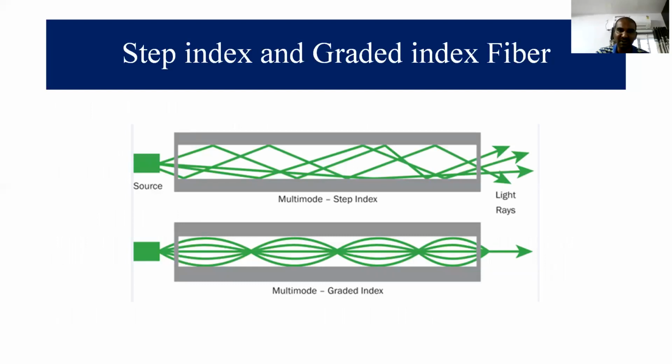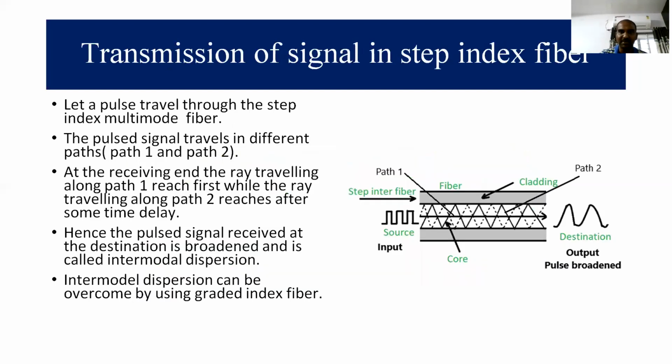And how does the propagation of light take place in case of step index fiber and graded index fiber? Step index fiber offers both single mode as well as multi-mode propagation. Here I will explain how the multi-mode propagation takes place in step index fiber. Similarly, the bottom diagram represents the propagation of light in case of multi-mode graded index fiber. Graded index fiber offers only multi-mode propagation. Single mode propagation is not possible in graded index fibers. Then see here how the transmission of signal takes place in case of this step index fiber.